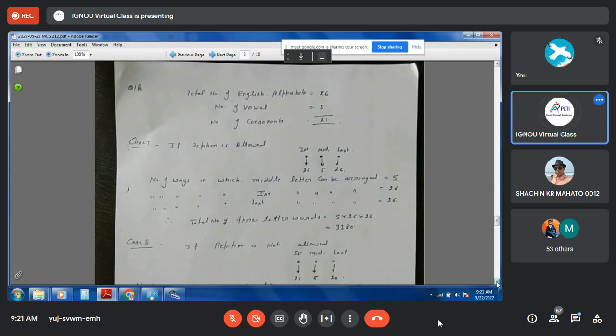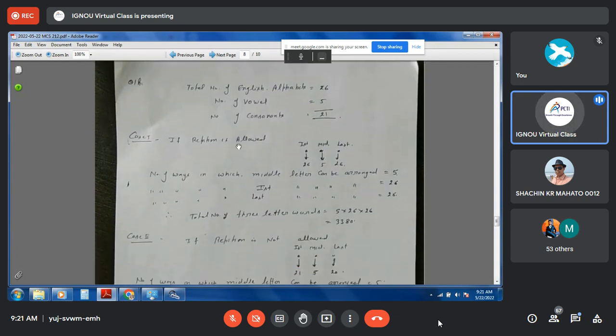Let us see this numerical. You have to make a three-letter word in which the middle letter should be a vowel. Let's see. There are 26 alphabets, the number of vowels is 5, so the number of consonants is 21.